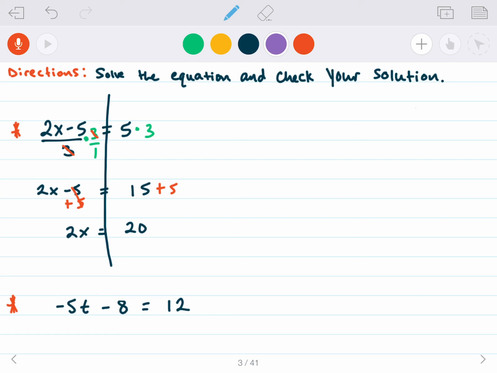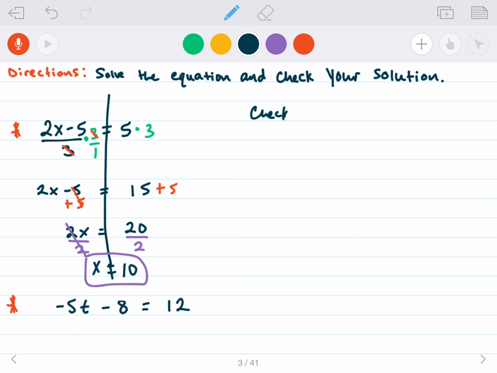Finally, to get rid of multiplication by 2, I need to divide both sides by 2. So 2 divided by 2 clears to 1, and I get x is equal to 20 divided by 2 is 10. So my solution should be x equals 10.